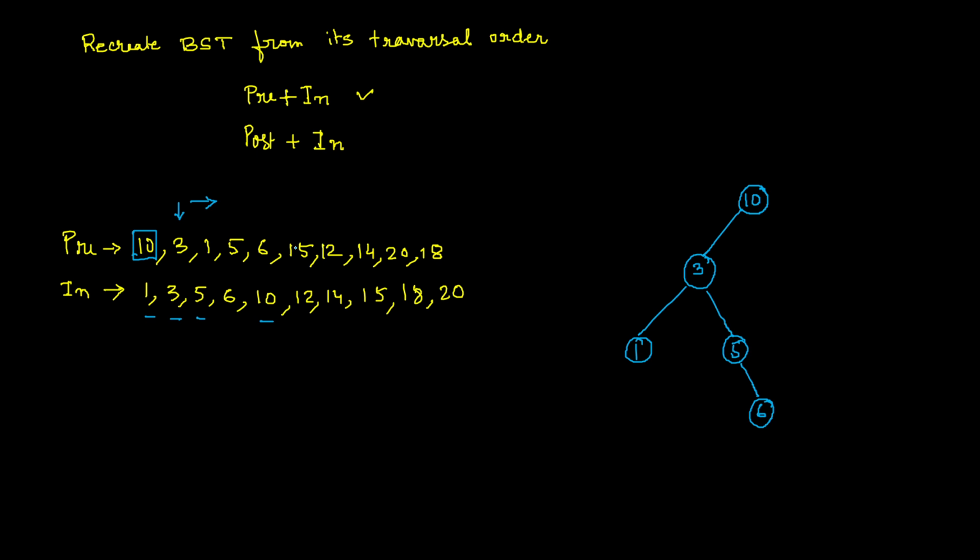Now 15. 15 is what? Right of 10. So this side is completed. Fine. So 15 is right of 10. Right. And right of 10 is right now free. It's blank. It's not connected with any other node. So I can directly connect 15 over here.